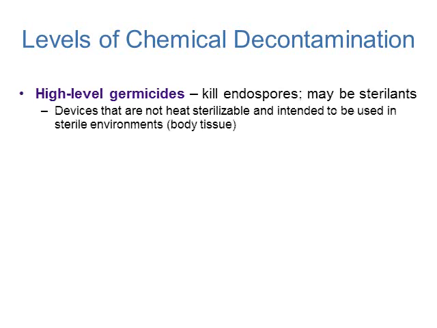Some chemicals are high-level germicides, where they're going to kill those highly resistant organisms like the endospores, for example, or the viruses. Germicides, cidal means to kill, so germicides are killing germs. Some of these germicides are sterilants. They're going to sterilize the object that they're used on. These high-level germicides are used on devices that are not heat sterilizable, so we can't put them in an autoclave, and devices that are intended to be used in sterile environments, such as body tissue. So things like instruments used in surgery, you want to make sure that they're sterile, that there are no endospores, no viruses on these instruments.